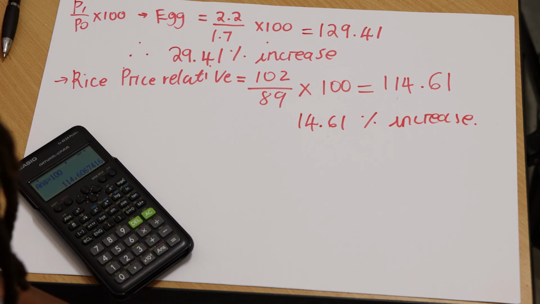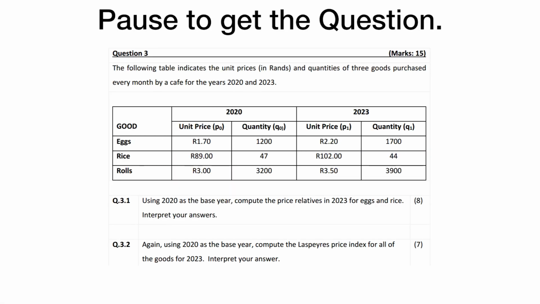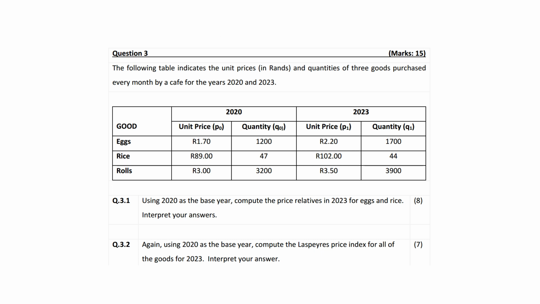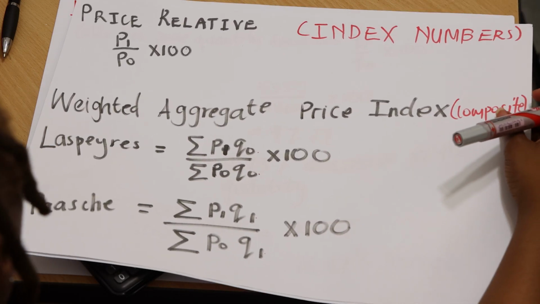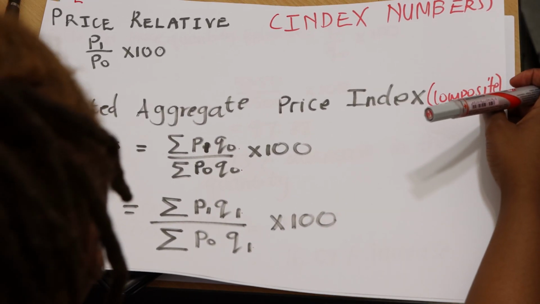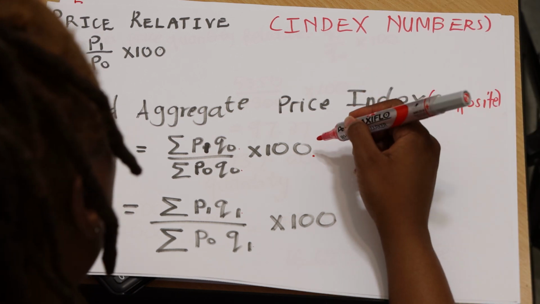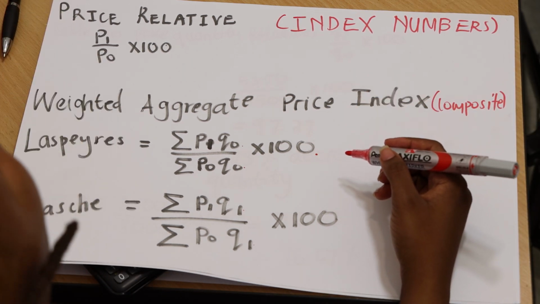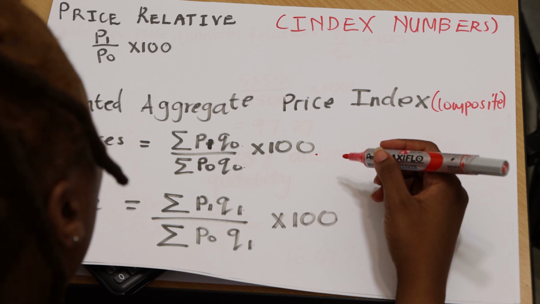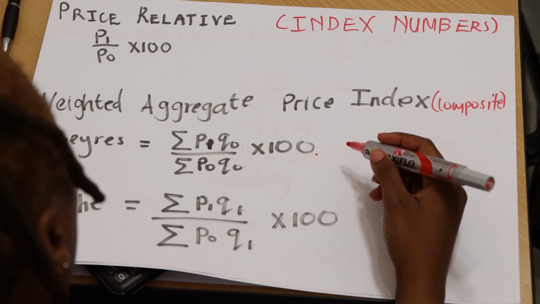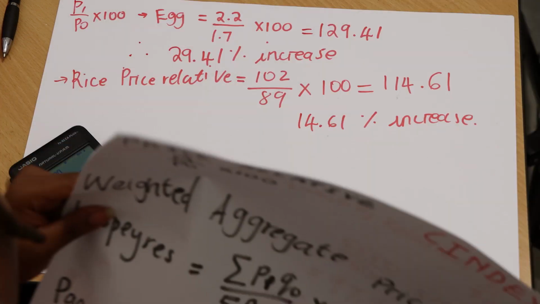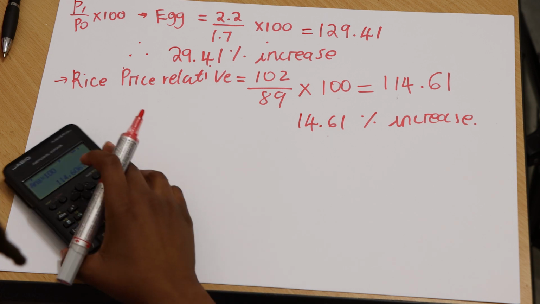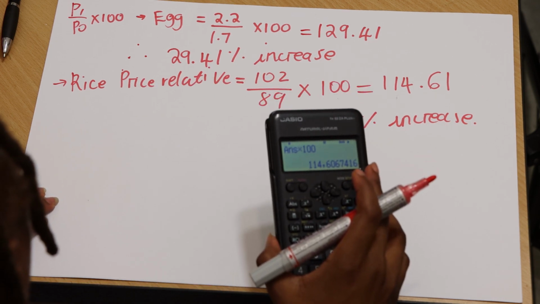Question 3.2 says, again using 2020 as the base year, compute the Laspeyres price index for all the goods for 2023, then interpret your answer. So we're going to use this equation: the sum of P1 Q0 divided by the sum of P0 Q0, multiplied by 100. Right, because the Laspeyres is where we hold the quantity constant at the base period. Okay, let me start this on a new page.